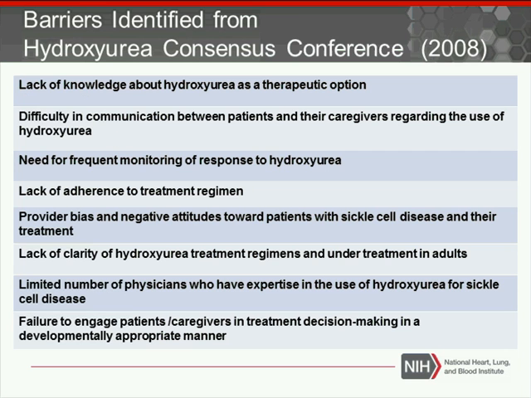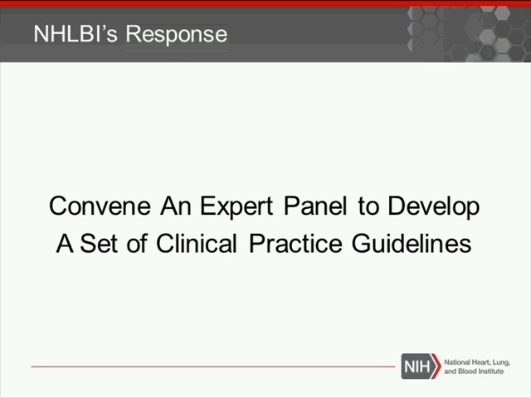On the patient end, there was a need for frequent monitoring of their response to hydroxyurea, and that also influenced the lack of adherence to the treatment regimen. On the provider end, there were issues of bias and negative attitudes towards patients with sickle cell disease. There was a lack of clarity about hydroxyurea treatment, and in particular to this report, there were a limited number of physicians who have the expertise in the use of hydroxyurea when it comes to the management of sickle cell disease. And so armed with that knowledge, the NHLBI decided to, next slide please, convene an expert panel to develop a set of clinical practice guidelines.